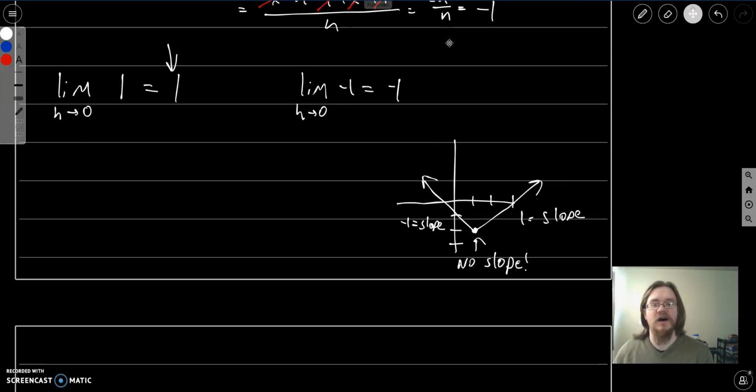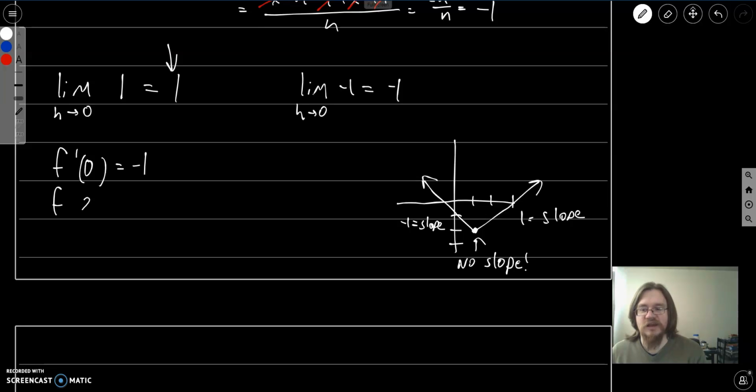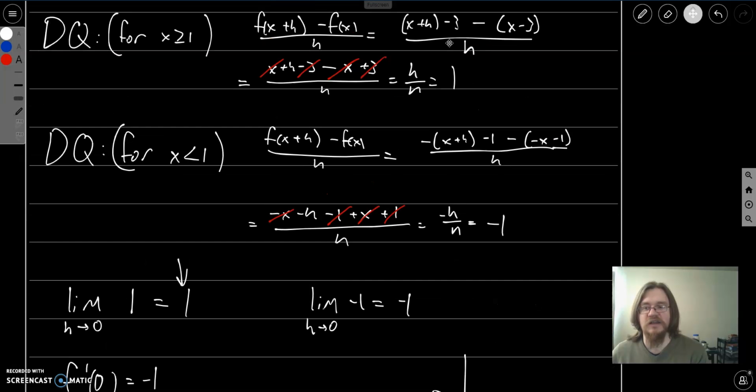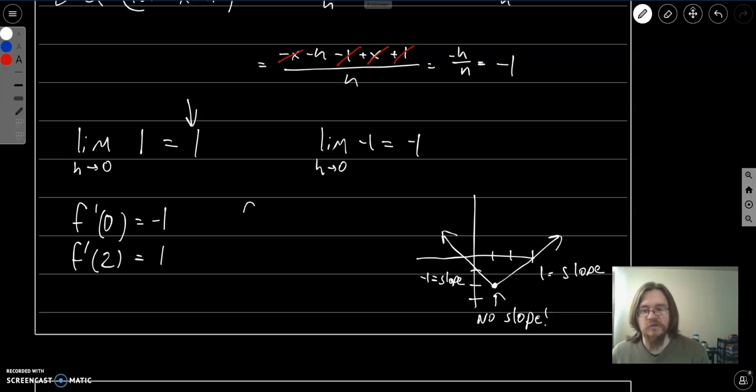So when I look at the derivative at 0, we can see that our slope is just always equal to negative 1. And when I look at our derivative at 2, our slope is always equal to 1. Because this is just a straight line, and we can see that our slopes are staring us in the face right there. And we found that by using these guys. The question is, what about the slope at 1? Well, we can see that we have a corner in here, so our derivative is not going to exist.